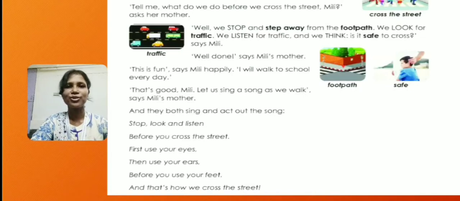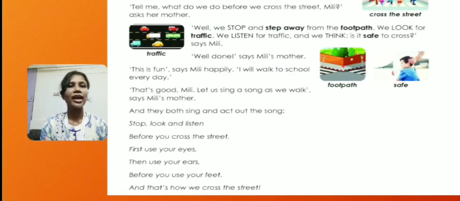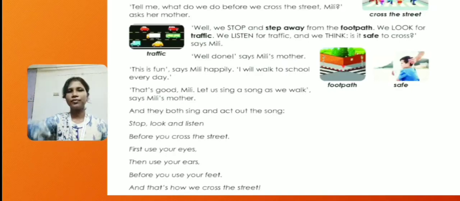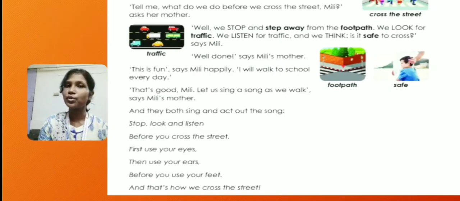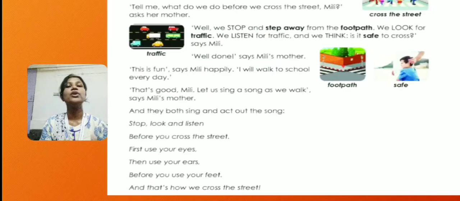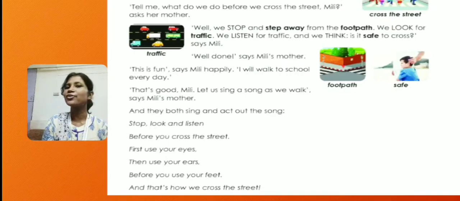So we also sing. Stop, look and listen before you cross the street. So we should stop, we should look, and then we should listen before we cross the street. First use your eyes, then use your ears before you use your feet. So before moving, we should first use our eyes to look, ears to listen, and then we should use our feet to cross, and that's how we cross the street.